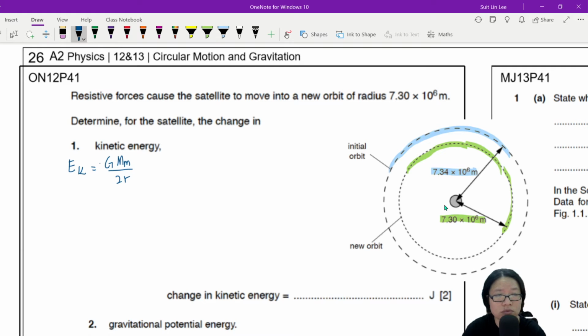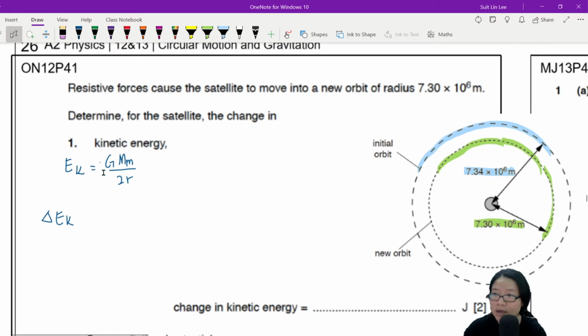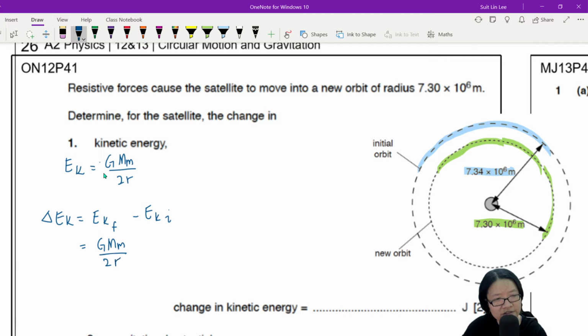So I guess now I will put them together. First things first, if I want to find the change in kinetic energy, let me zoom in a bit. To find a change in kinetic energy, I will use the final minus initial, so that I can tell whether it's an increase or decrease. So Ek final minus Ek initial. So I'm going to go GMm over 2 final radius, new orbit, minus GMm over 2 initial, old orbit. Draw a line.